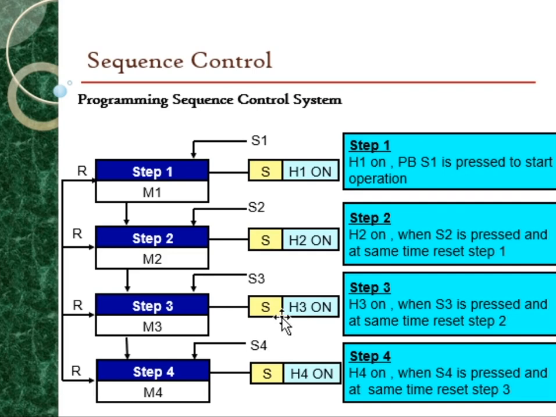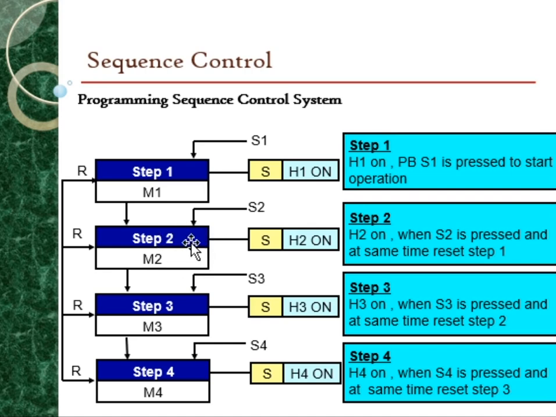So we look into this example. In step 1, H1 is on because it is being set here. So the push button S1 is pressed to start the operation. So this is the condition. Once the push button S1 is pressed, then H1 is set. And then once this step is completed, the next step will begin.